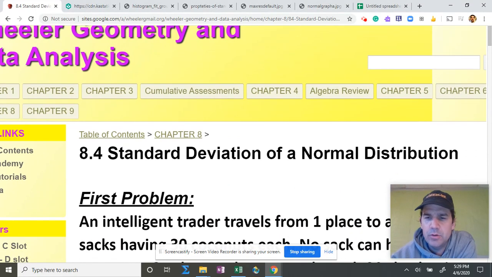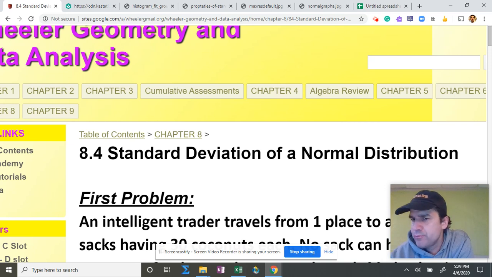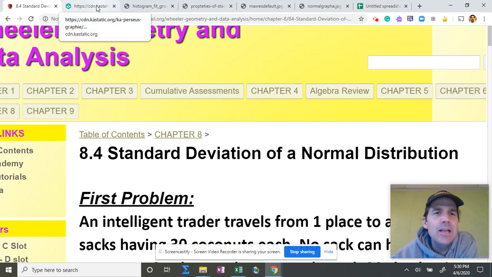Hey guys, today we're talking about standard deviation of a normal distribution. Basically, we've been talking about different ways of viewing data in the last unit. This is another way of taking that data and starting to analyze it a little bit more.